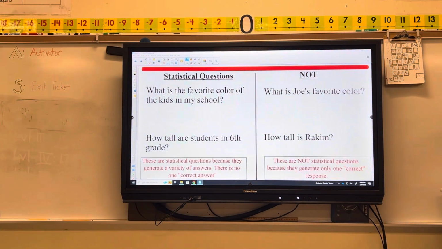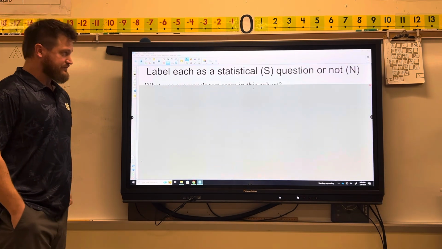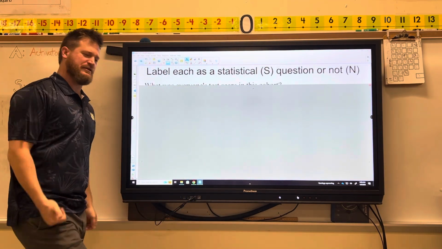And an explanation at the bottom, what makes each on the left statistical and what makes both of those not statistical on the right. The left side has a bunch of different answers, the right side, only one answer. Pause the video if you need more time. We are moving on.